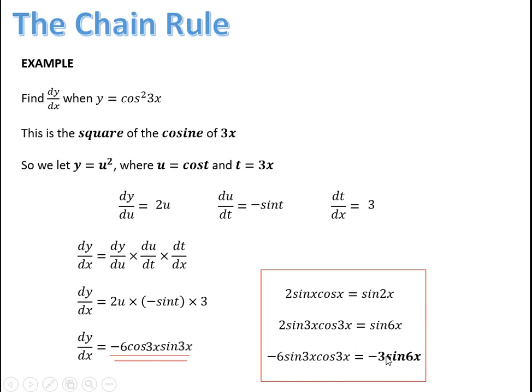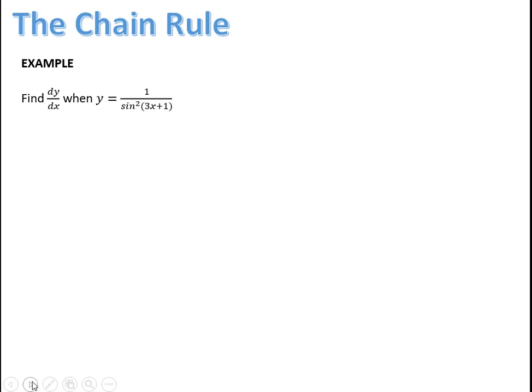Obviously in some instances it might be better to have it in this form, it might be better to have it in this form. That's where the simplest form idea becomes a little bit ambiguous. Okay, I'll give you one more example. We're going to find the derivative now when y equals 1 over sine squared 3x plus 1.